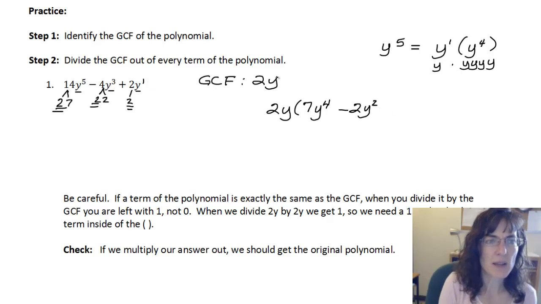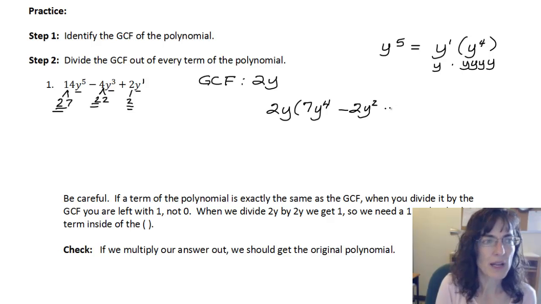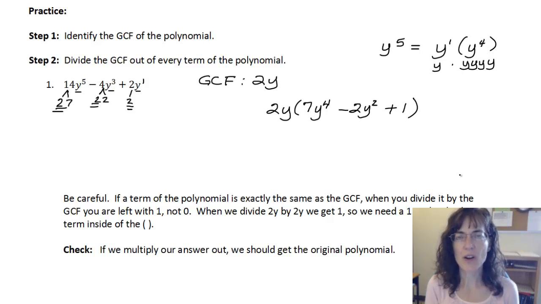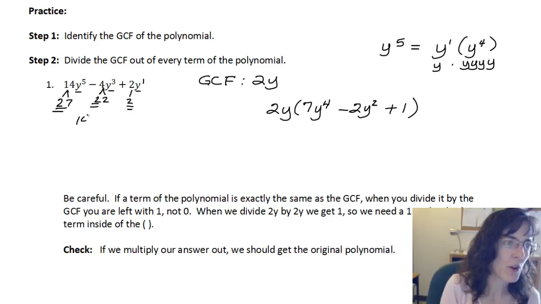2y is the exact same thing as what I have here, so I'm thinking 2y times what gives me that third term, and it's going to be a positive 1. I've got to have that 1 there as a placeholder so that I don't lose that term when I multiply things back out. Okay, let's look at the other method.